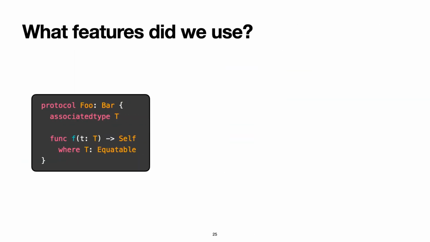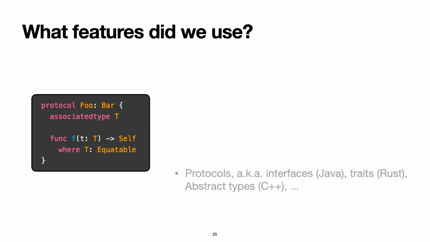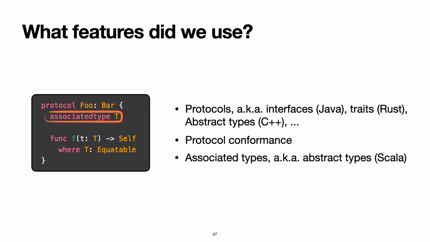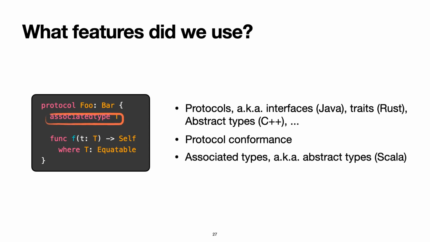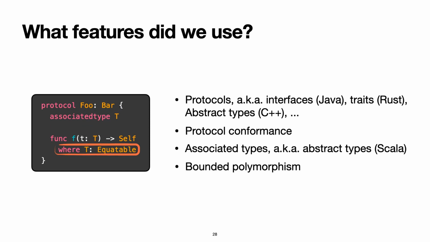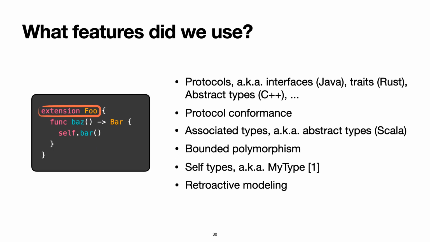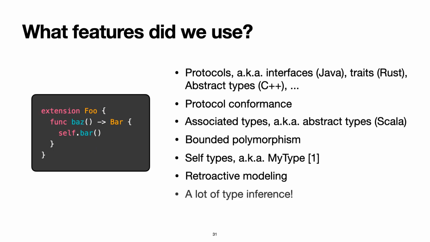Let's quickly recap the features we used. We obviously used protocols and protocol inheritance to describe abstract type requirements. We used associated types to describe abstract relationships. We used bounded polymorphism to constrain these relationships. We use subtypes to refer to conforming types, which is not as trivial as it may seem. I'll come back to it later. We use retroactive modeling to extend existing types with customized behavior. And finally, we use a lot of type inference, but fortunately this last one was for free.